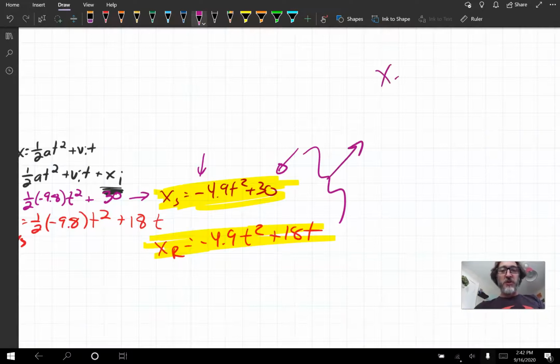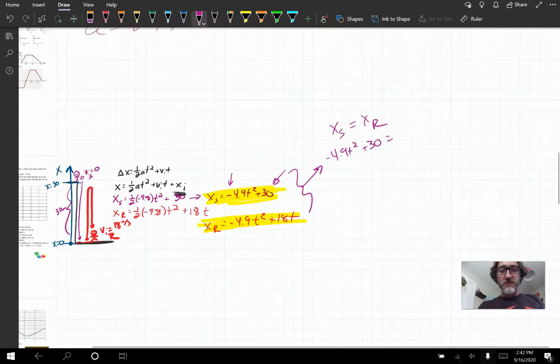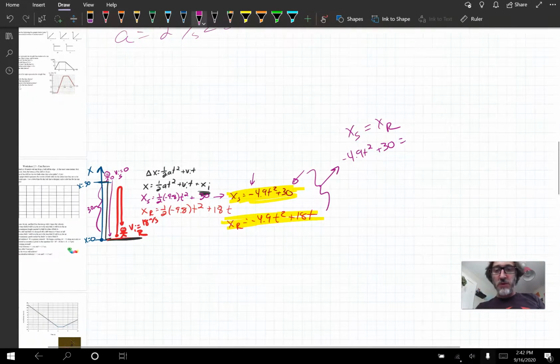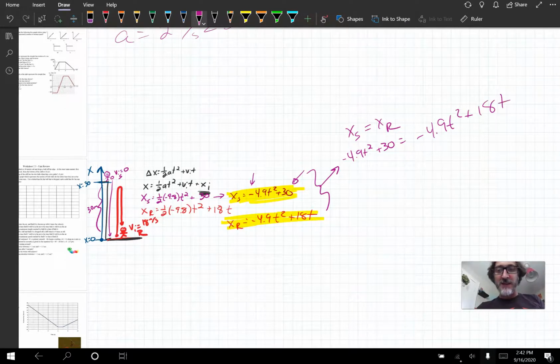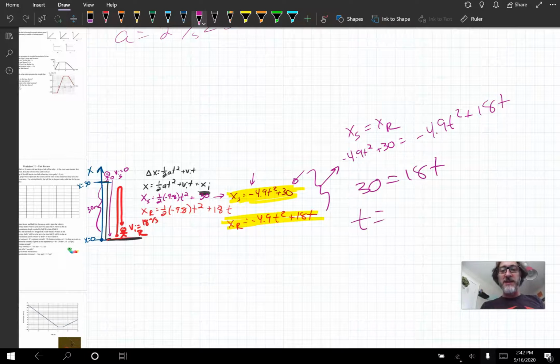So the position of Sally's ball is equal to the position of Roy's ball when negative 4.9 t squared plus 30 equals negative 4.9 t squared plus 18t. So if I add 4.9 t squared to both sides, I just get 30 equals 18t. Divide both sides by 18, and t turns out to be 1.67 seconds.